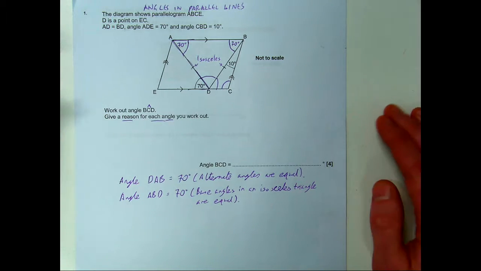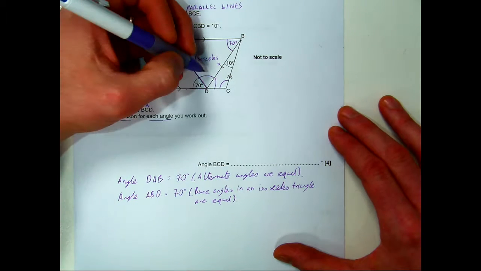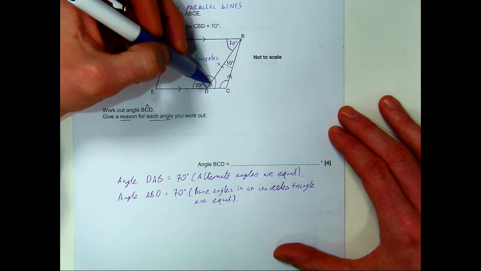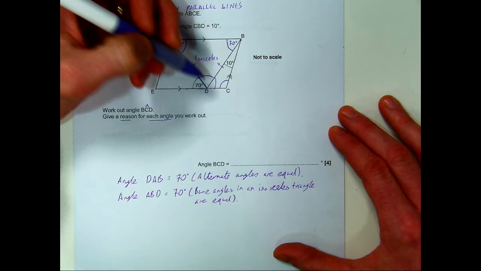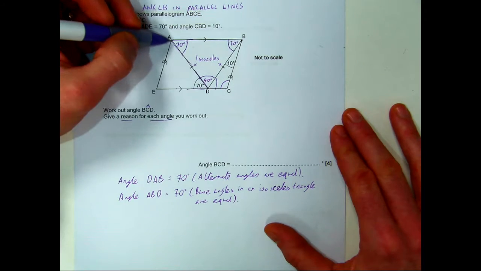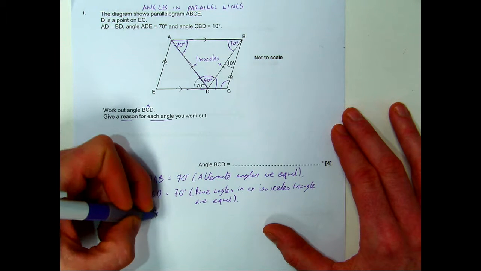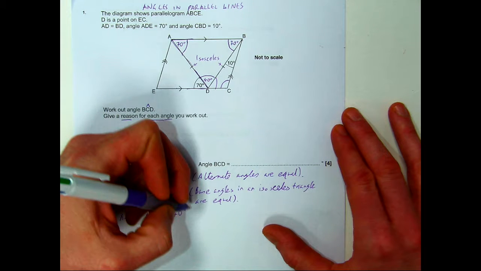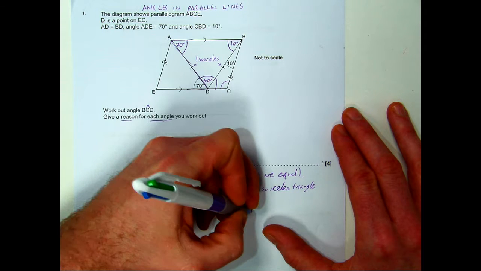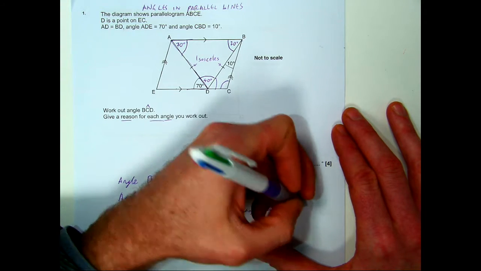Okay, right, I found 70, I found 70. I can find this angle now. This is going to be 40 degrees, or you could actually see that these 2 are alternate as well, so that would give me that angle. But let's do it this way. This angle is 40 degrees, and what angle is that? That's ADB. So angle ADB equals 40 degrees. Reason for that: angles in a triangle add to 180 degrees.